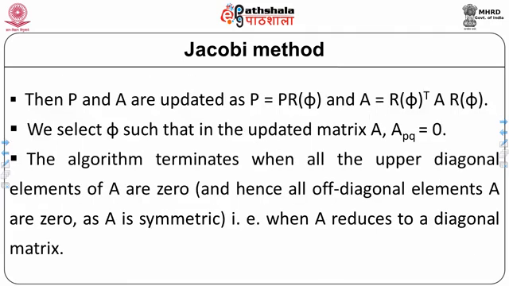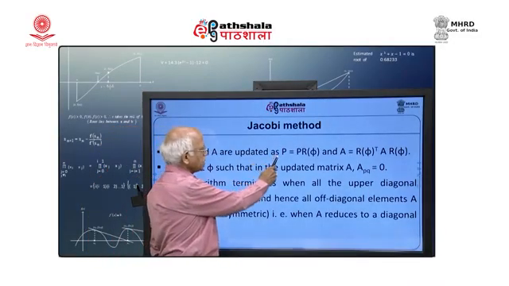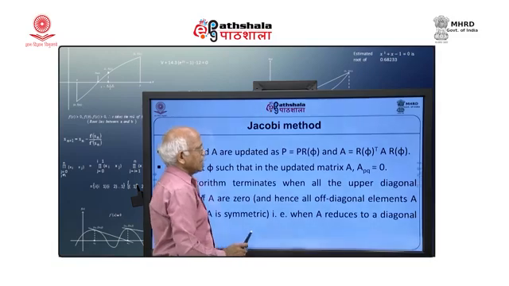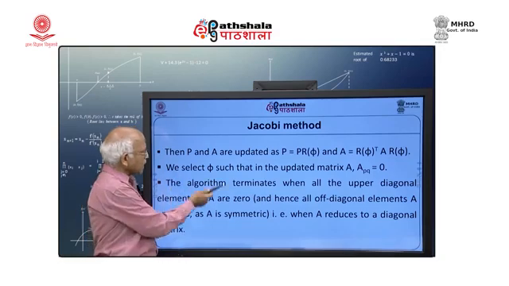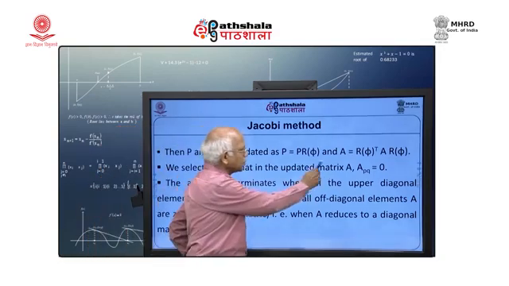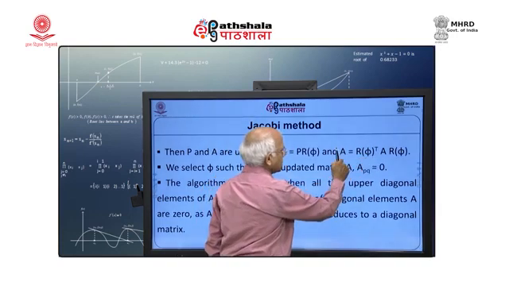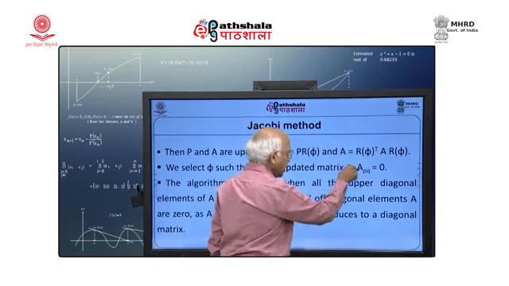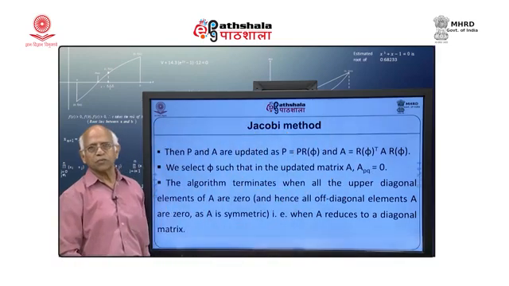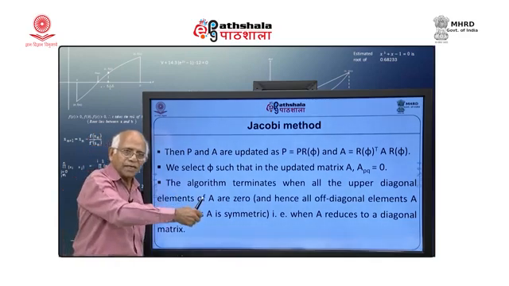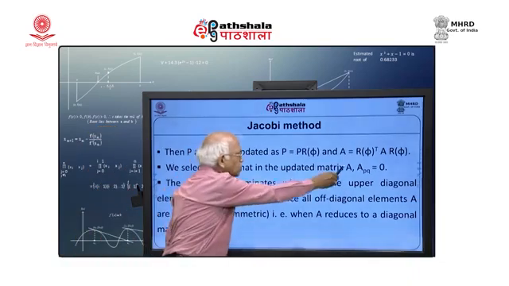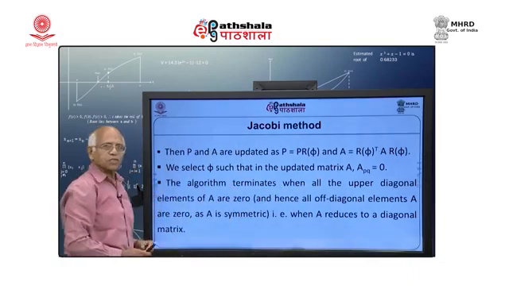Then P and A are updated as P equals P R phi. So what we do is, P we already started with, we are updating by P into R phi, and A as R phi transpose A R phi. We select phi such that in the updated matrix A, A_PQ will become 0. That means the element with the maximum absolute value in the initial A will become a 0 element in the next iteration, and we can do that by appropriate selection of phi.